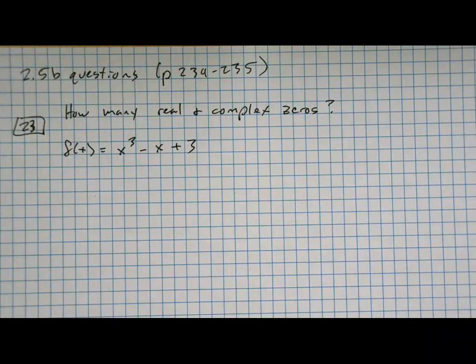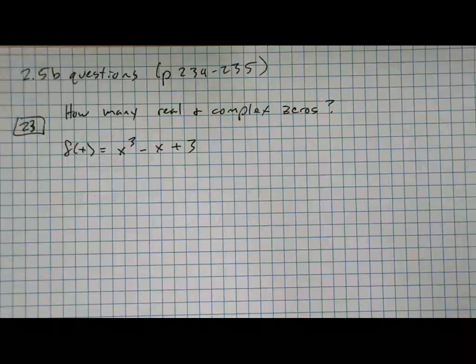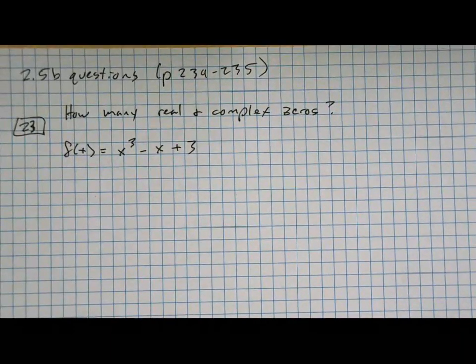We had a request from 2.5b. Do you mind shutting that door for me, please? For 2.5b, we had a request on number 23.